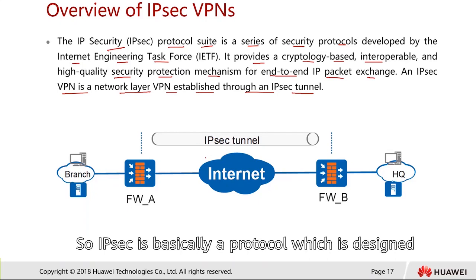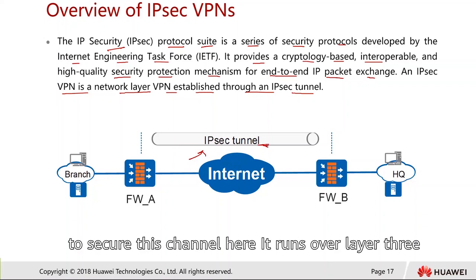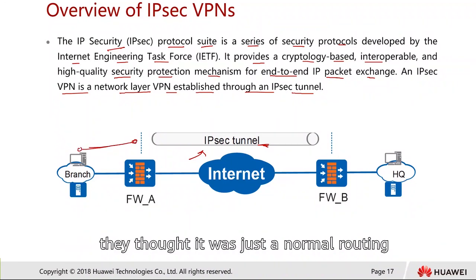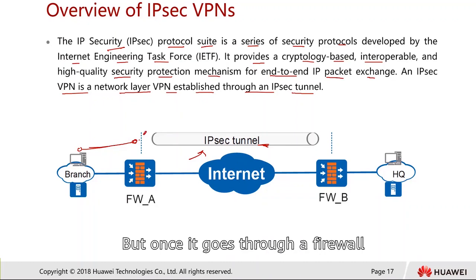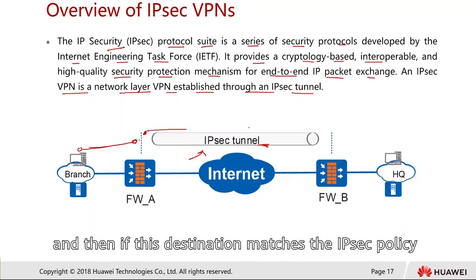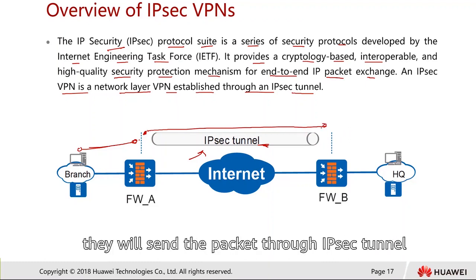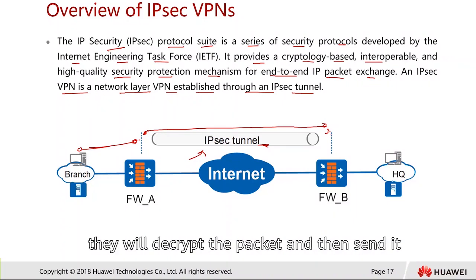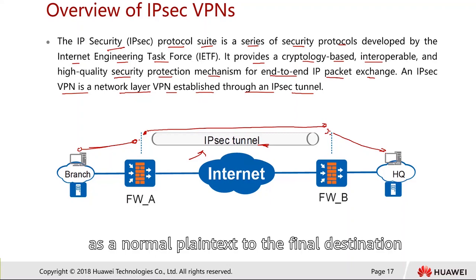So IPsec is basically a protocol which is designed to secure this channel here. It runs over layer 3, which means the IP packet from here to here is just normal routing, but once it goes through a firewall which looks at the destination, if the destination matches the IPsec policy, they will send the packet through the IPsec tunnel, which is securely encrypted, and when it reaches the firewall here, they will decrypt the packet and then send it as normal plain text to the final destination.